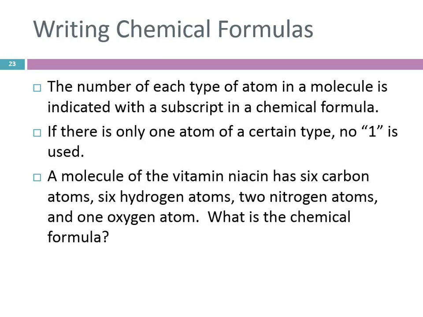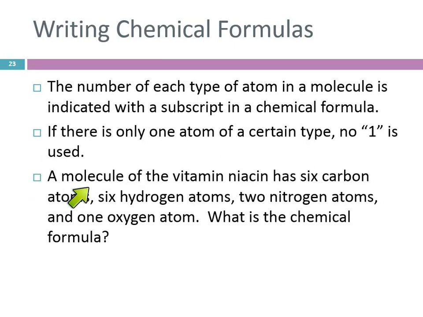When we write these formulas, here's the list of instructions. The number of each type of atom is indicated with a subscript. Size matters here. A subscript is a smaller number, and it needs to be sunken down. Just like a submarine goes under the ocean, a subscript is below. Superman flies over the city; a superscript is above. Superscripts and subscripts mean different things, and sometimes details matter. If you're sending an important email to your boss and you get 1 letter wrong in the email address, does it go through? No. And then you're screwed, right? So details matter. If we only have 1 atom, we don't write the number 1.